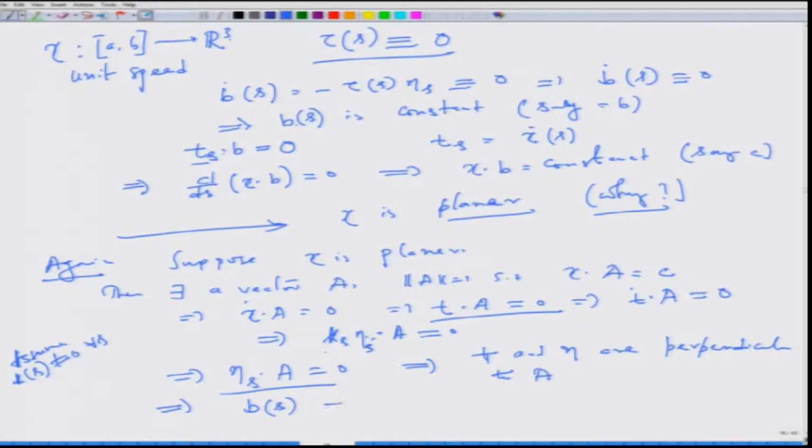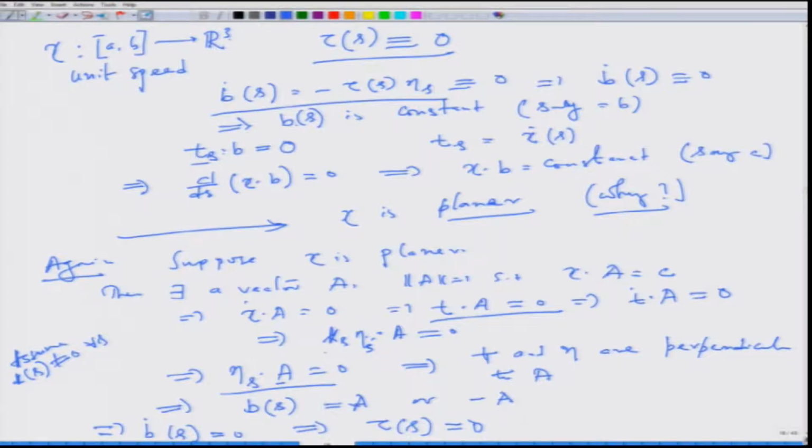this is equal to A or minus A, because binormal is the unit vector which is perpendicular to η(s) and T(s), and A is a unit vector which is perpendicular to T(s) and η(s). So, binormal is either A or minus A. Therefore, B'(s) is 0, which will imply torsion is 0.